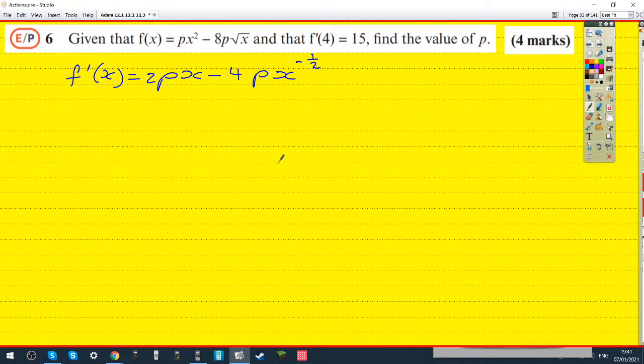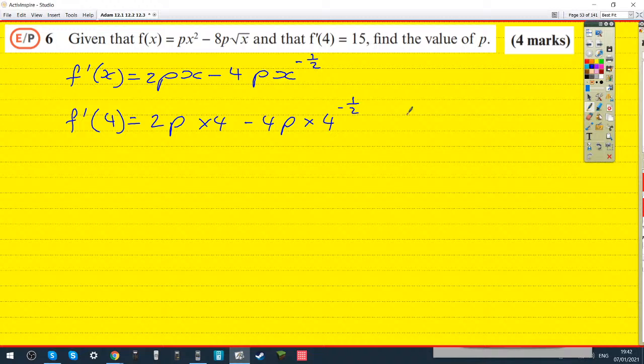What is next? Okay. And then would you substitute 4 in for x? Yeah. So it'd be 2p times 4. Yep. Minus 4p times 4 to the power of minus a half. Yeah.